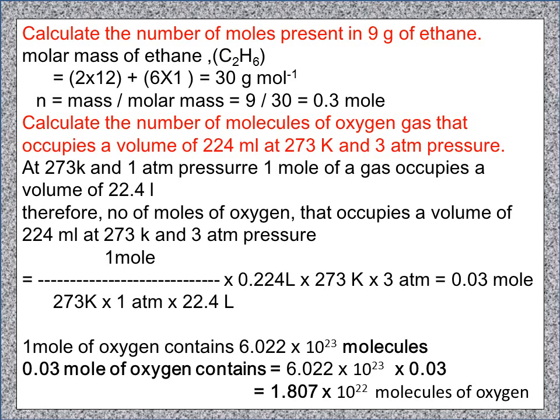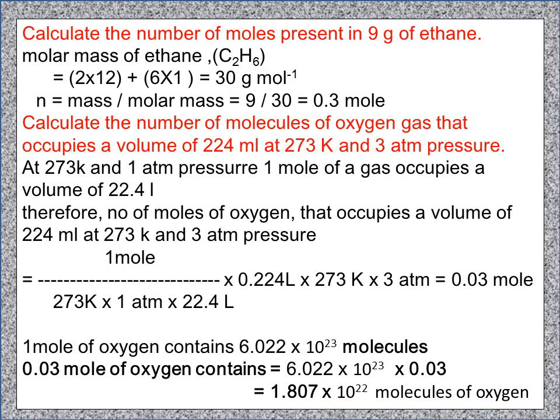How will you calculate number of moles? Number of moles is calculated using the formula mass by molar mass. Here they have asked you to calculate number of moles present in 9 grams of ethane. So mass is given as 9 grams. We have to find out molar mass. For ethane the formula is C2H6 and you know how to find out molar mass. Calculate the molar mass, it comes to be 30. So number of moles is mass by molar mass, or 9 by 30, which is equal to 0.3 moles.